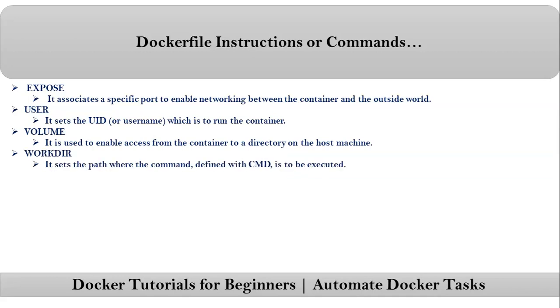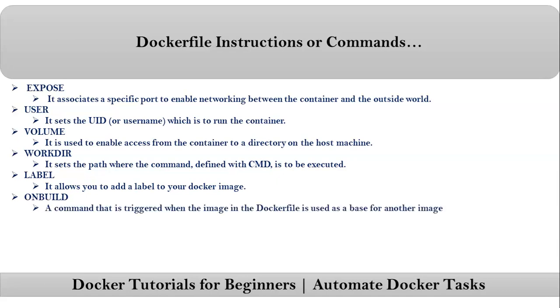Next, WORKDIR. It sets the path where the command defined with CMD is to be executed. Then LABEL. It allows you to add a label to your Docker image, so custom labels we can add using this LABEL instruction. Then ONBUILD. A command that is triggered when the image in the Docker file is used as a base for another image. Here you may not understand VOLUME, WORKDIR, LABEL and ONBUILD, but we will see them while implementing our custom images. For the time being, just remember the names of your Docker file instructions or commands.